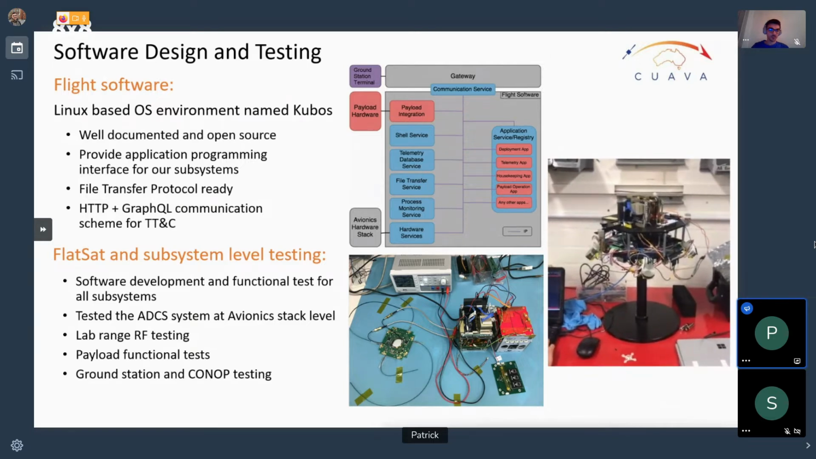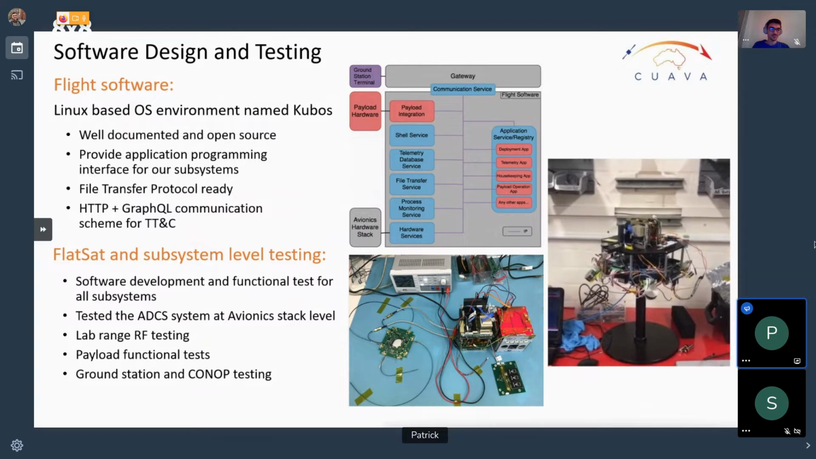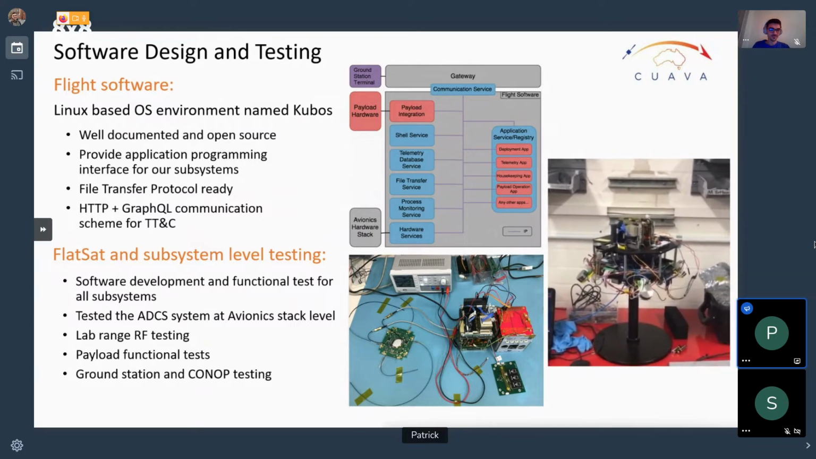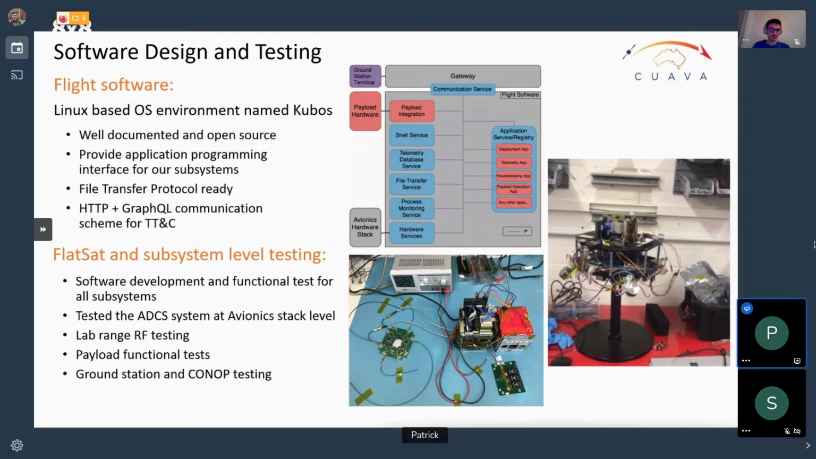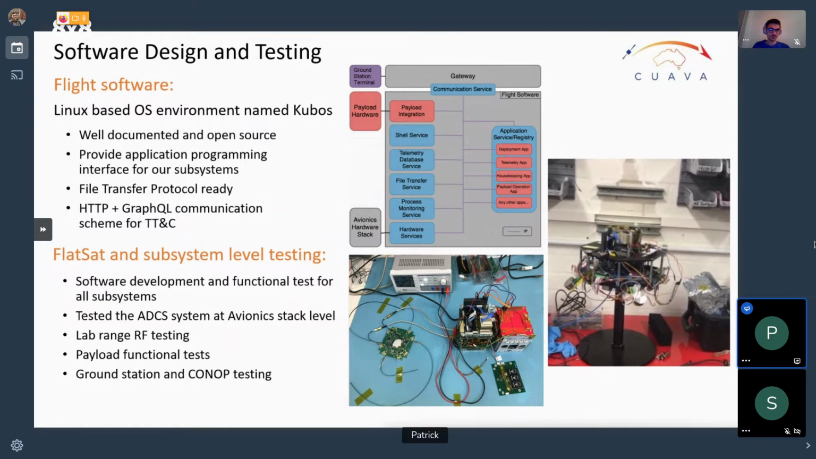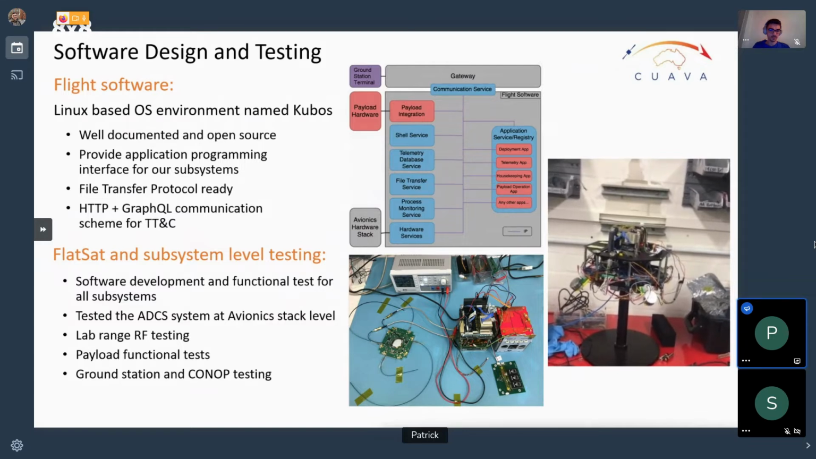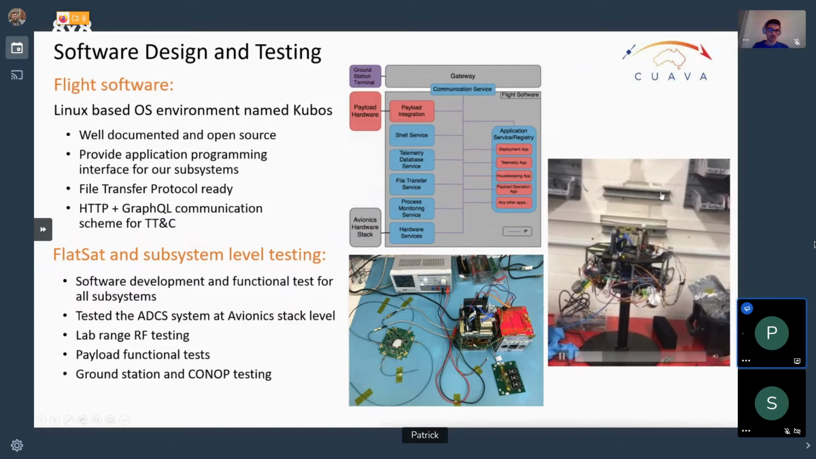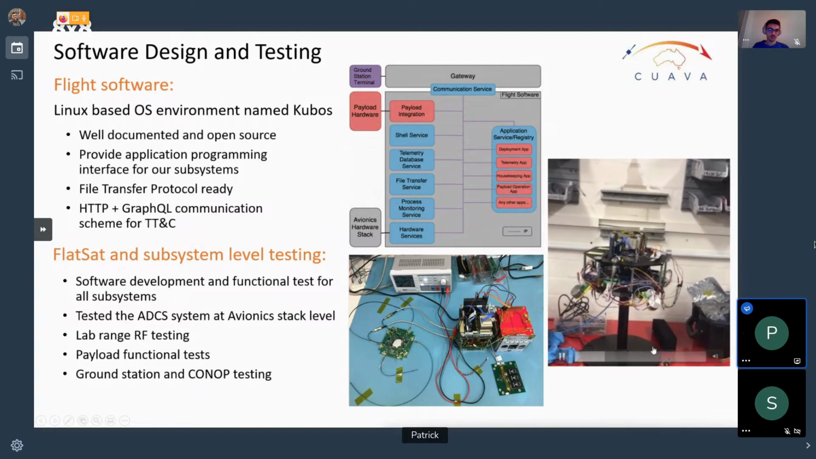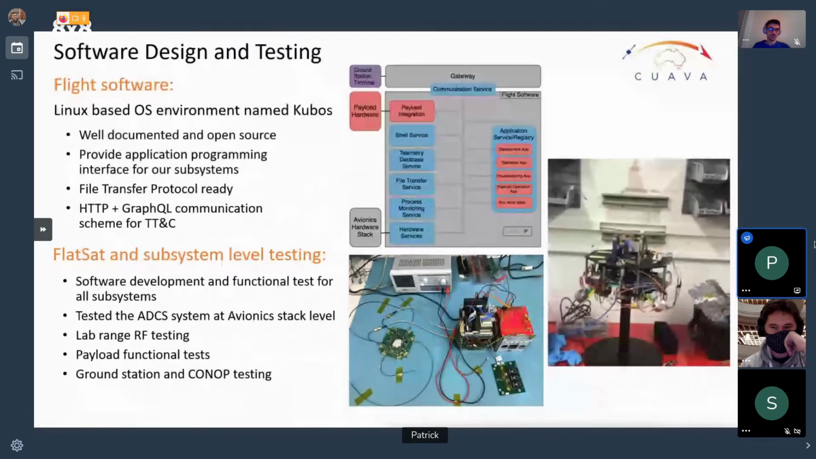Oh, all right. Actually got a video there. So that's actually the testing of the ADCS. You see the satellite here turning on the turntable.